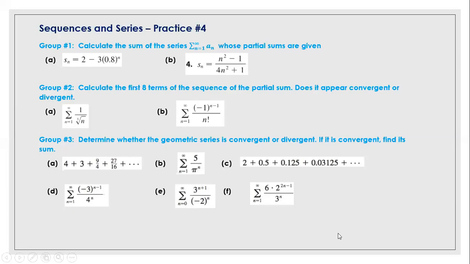Okay, so here are the problems we're going to practice in this practice. We're going to have 3 different groups of problems here. For the first part of the practice 4 video, we're going to cover the first 4 problems. Then on the second part of practice number 4, we're going to focus on the geometric series to see how to determine whether the geometric series is converging or diverging. So we have 6 problems we can practice here.